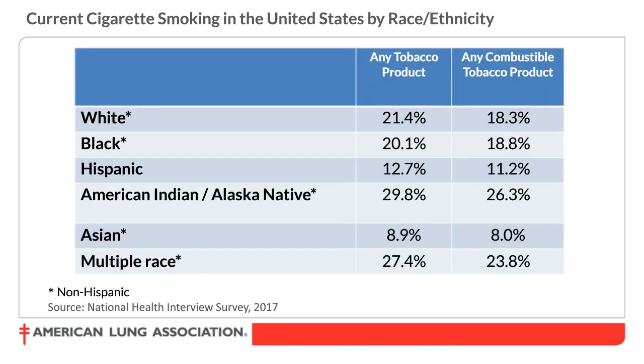Let's take a closer look at race and ethnicity. According to the survey data, American Indian and Alaska Natives have the highest use rates of any tobacco product or any combustible tobacco product, followed by those with multiple races. The trend then differs, with whites having the higher rate of any tobacco product, but blacks having a higher rate of any combustible tobacco product. Take a minute to review the other rates.